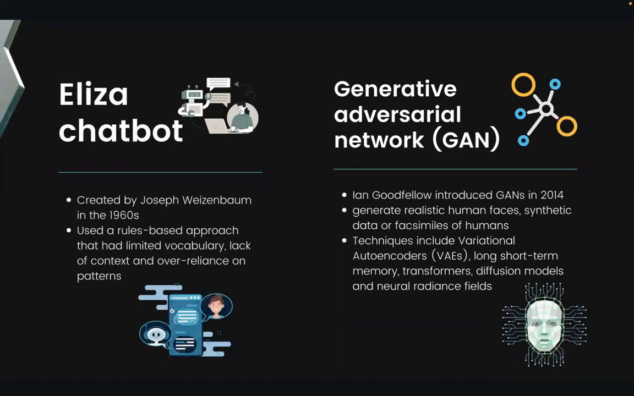It was created by Joseph Weizenbaum in the 1960s. It used a rule-based approach that had limited vocabulary, lack of context, and over-reliance on patterns. The current generative AI that is based on GAN was designed by Ian Goodfellow. GAN stands for Generative Adversarial Network. It generates realistic human faces, synthetic data, or facsimiles of humans. The techniques used right now are variational autoencoders (VAEs), long short-term memory, transformers, diffusion models, and neural radiance fields.